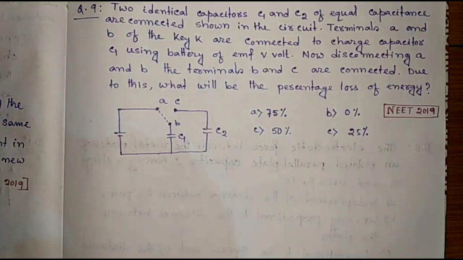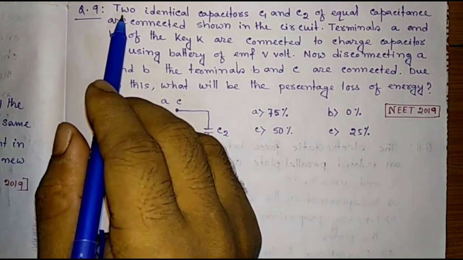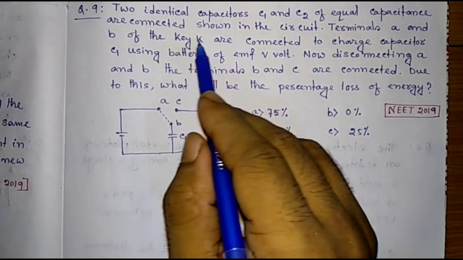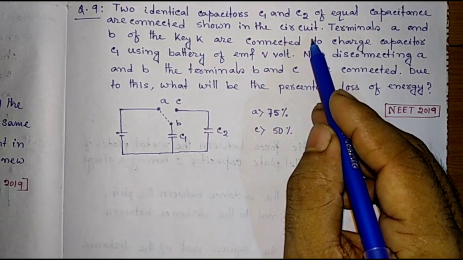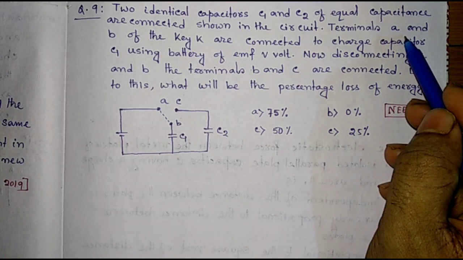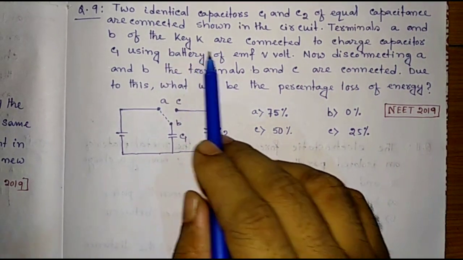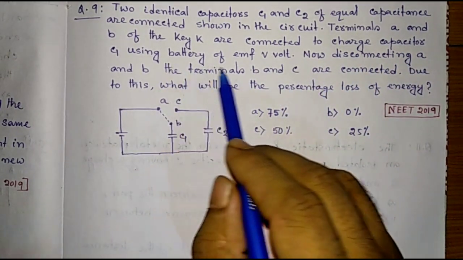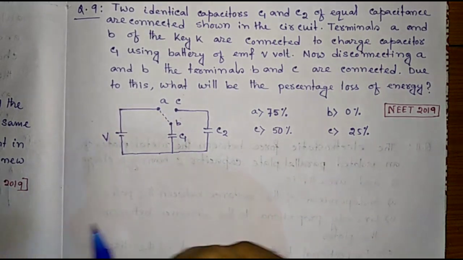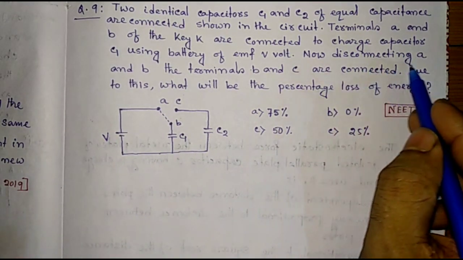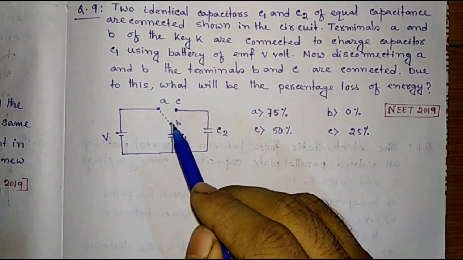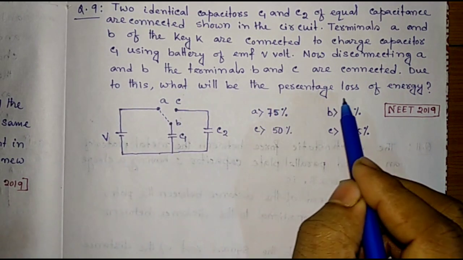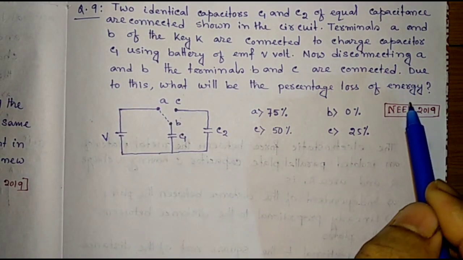Okay. Next question is question number 9. Two identical capacitors C1 and C2 of equal capacitance are connected as shown in the circuit. Terminals A and B of the key are connected to charge the capacitor using a battery of EMF V volt. Now disconnecting AB, the terminals BC are connected. Due to this, what will be the percentage loss of energy?